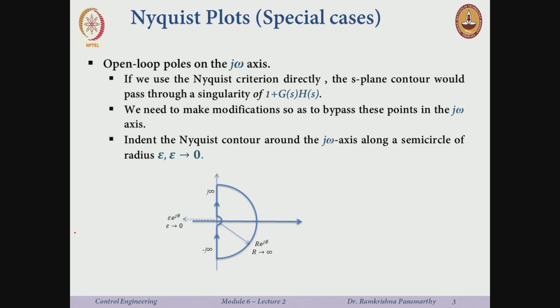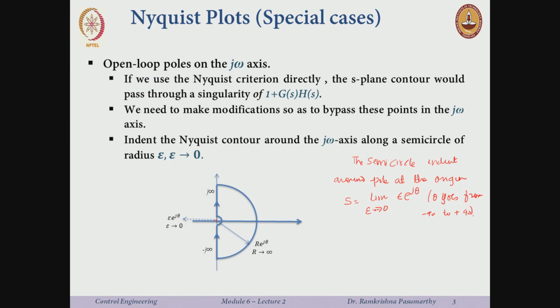Take the semicircle indent around, say, a pole at the origin. If this is a pole at the origin, I draw a little semicircle, and S now looks like the limit as epsilon goes to 0 of epsilon e power j theta, as theta goes from -90 to +90 degrees. Then we'll put this back here and see how the plot goes.